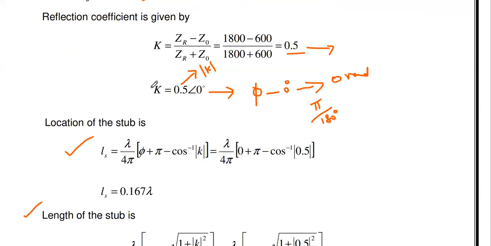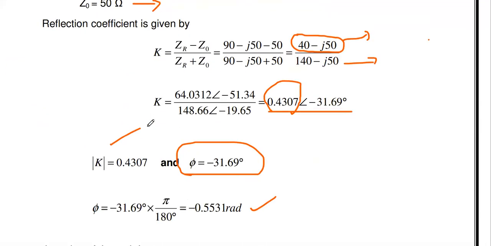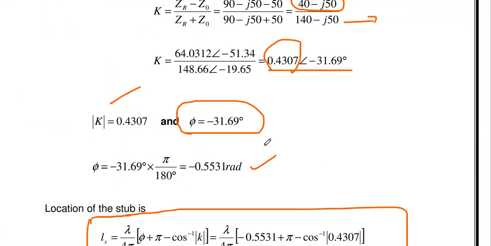So in reflection coefficient, the modulus K is available, the pi is 0. But in this problem, if the load impedance is complex and the characteristic impedance is real, we may get the reflection coefficient modulus K some value and pi some value. This pi degree, we have to convert into radian. It's the most important step.